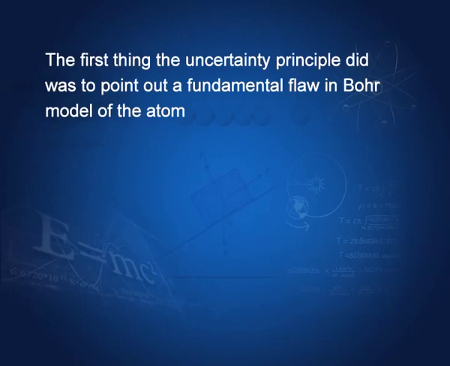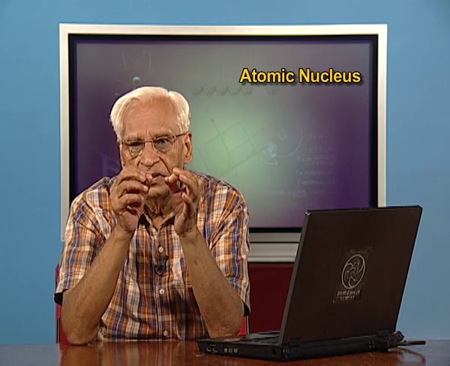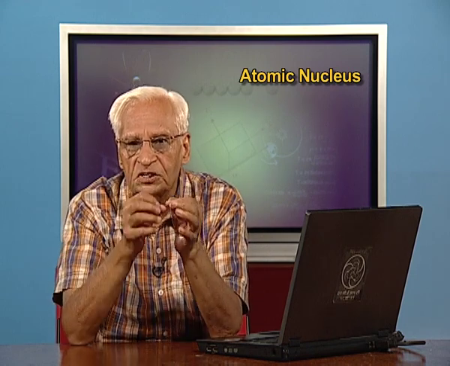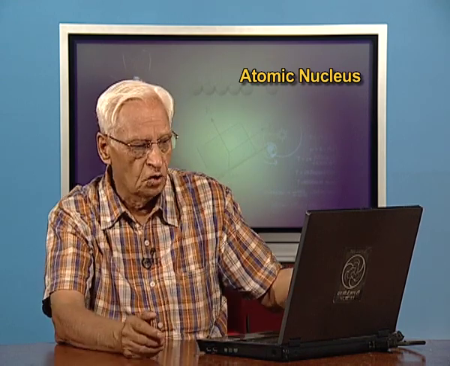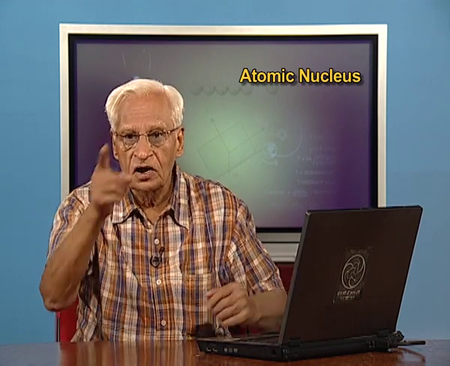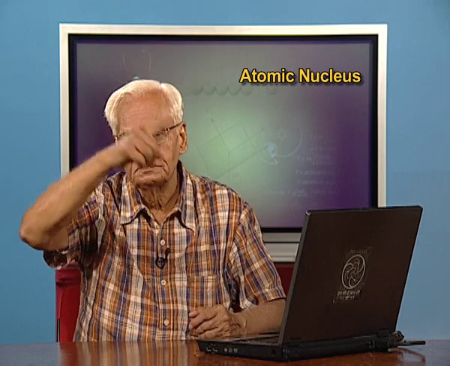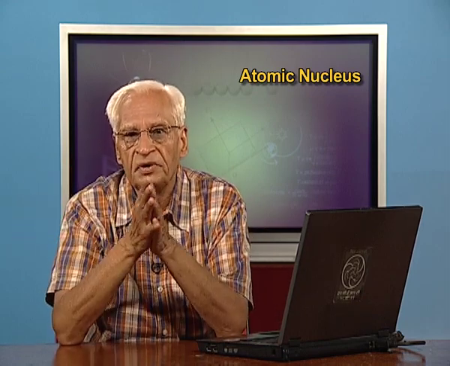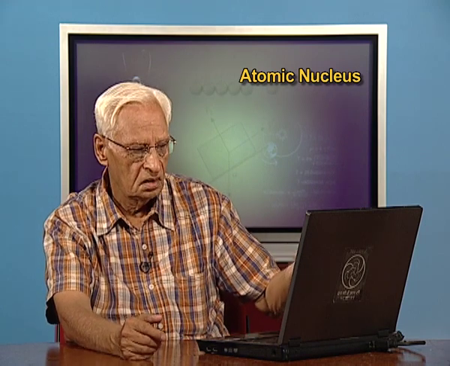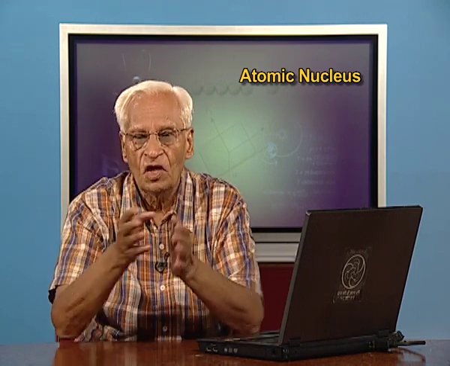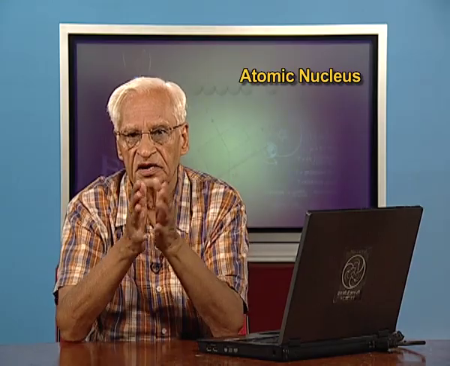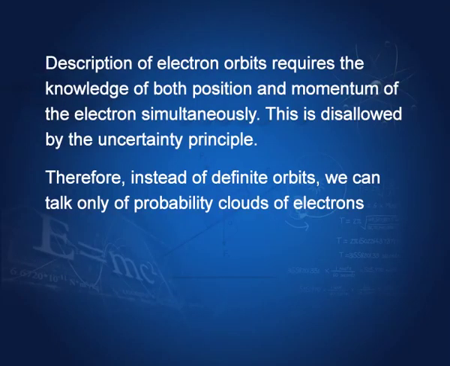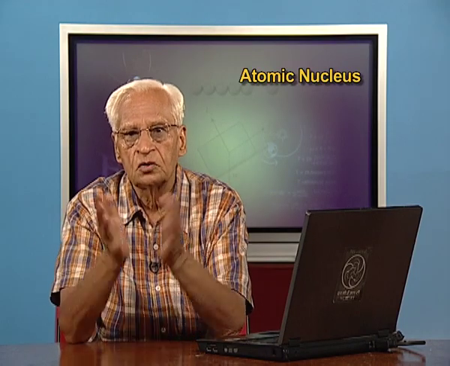Now, you can plot an orbit only if you know precisely the position and momentum of the particle at the same time. This became impossible because of the uncertainty principle, and therefore the existence of definite orbits also became impossible. And therefore, now we talk only of clouds of electrons which are orbiting the nucleus. The Bohr atom has been modified to this extent. So instead of definite orbits, we can talk only of probability clouds of electrons.